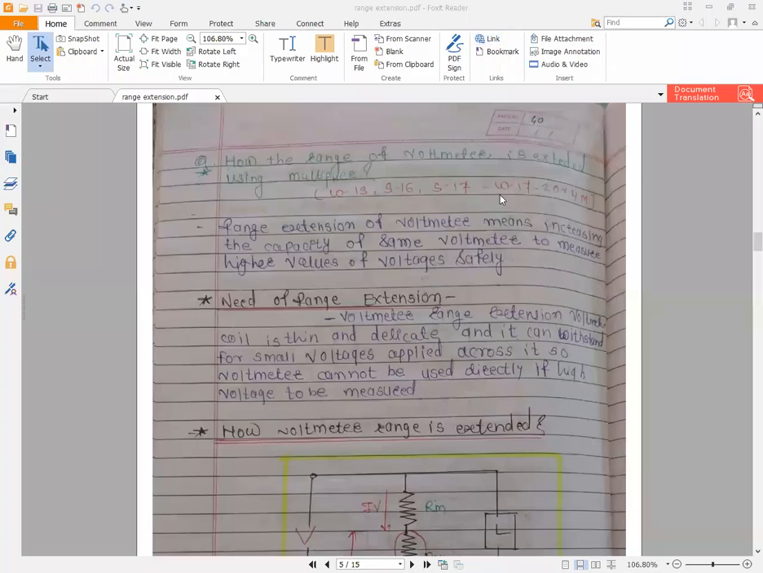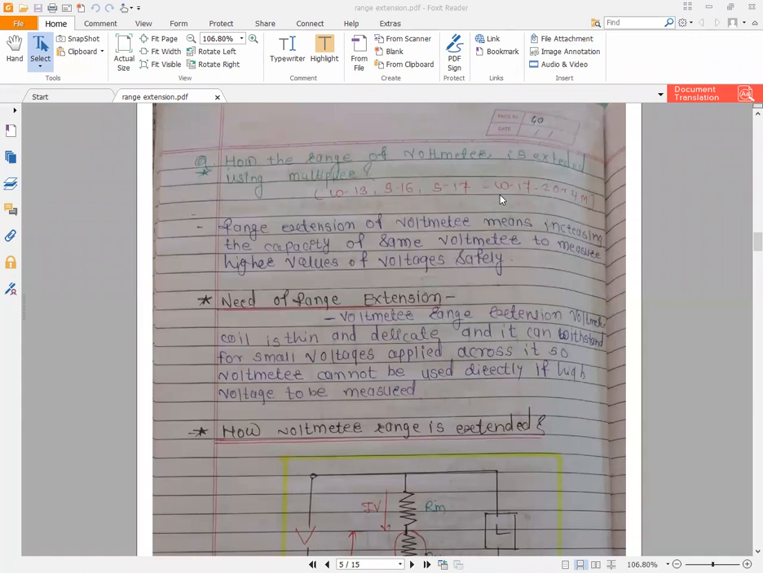In today's lecture, we will see the range extension of voltmeter by using multiplier. As seen in the previous lecture, the range extension of ammeter, similar for the voltmeter. So again, what is the need, how can the voltmeter range be extended, and which instrument can be used to extend the range of voltmeter. So first, range extension means increasing the capacity of the same voltmeter to measure higher values of voltages, and it will be safe.